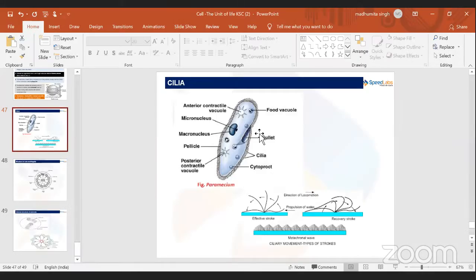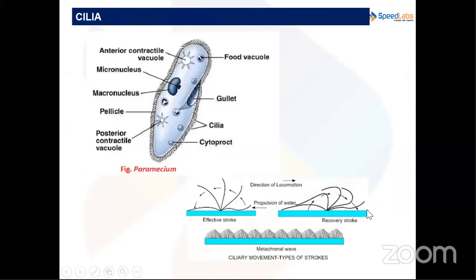Haven't you seen the movement in the case of paramecium? Paramecium has cilia all over. I'll show you the diagram of paramecium. Paramecium has cilia all over, and cilia show a rowing kind of movement. So what happens in this movement? Look at this. You can see cilia is present all over.